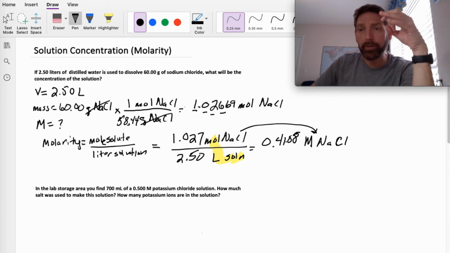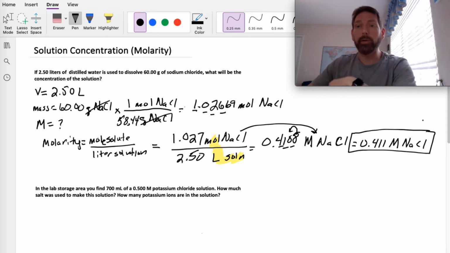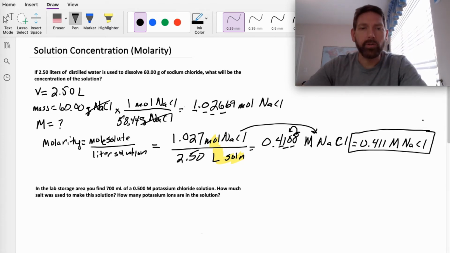Well, in this case, 3 is less than 4. So first, second, third significant digit. That 8 would round that up, and so a good final answer for this one would be 0.411 molar NaCl. Okay, put a box around our final answer. This one's good to go. All right, pretty straightforward. Not too much to that one.